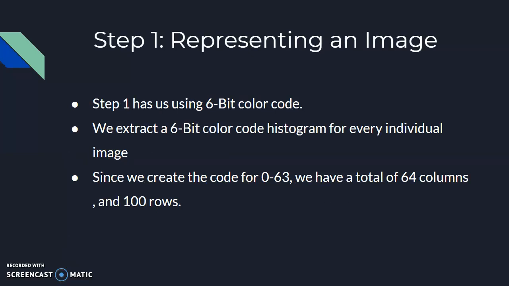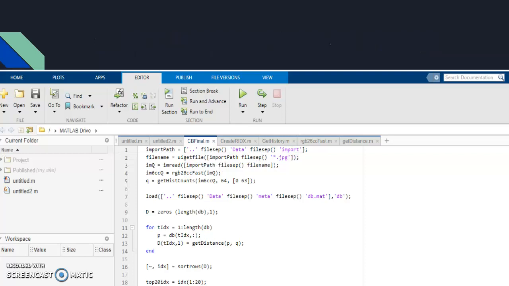Alright, so for step 1, representing an image, we use a 6-bit color code. We extract a 6-bit color code histogram for every individual image. Since we created the code 0 through 63, we have a total of 64 columns, because you count 0 and end at 63, and 100 rows. Here's my code for it. And where's it at? Right here, the 0 through 63, 64 is how we get the 64 columns.